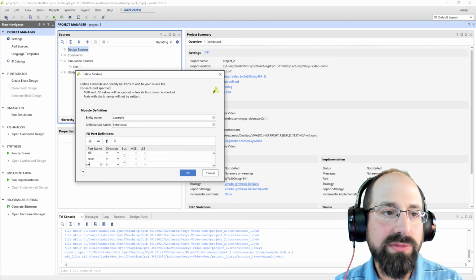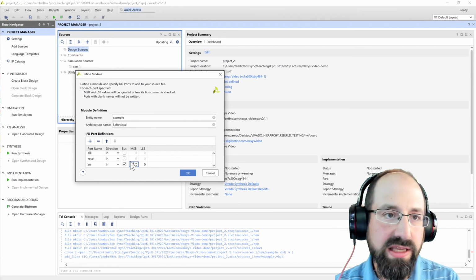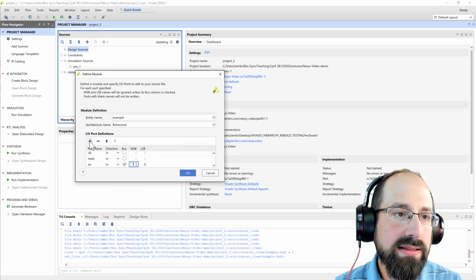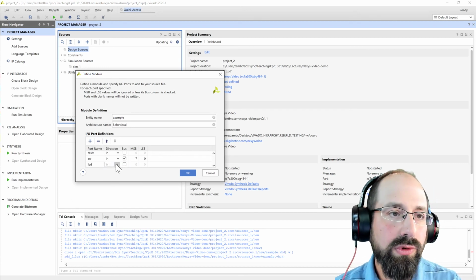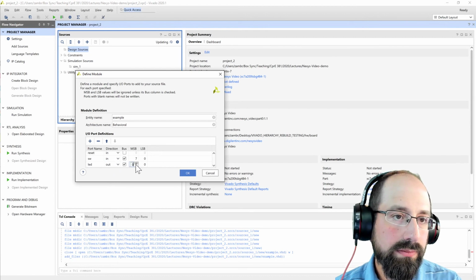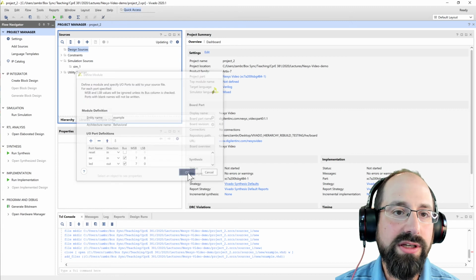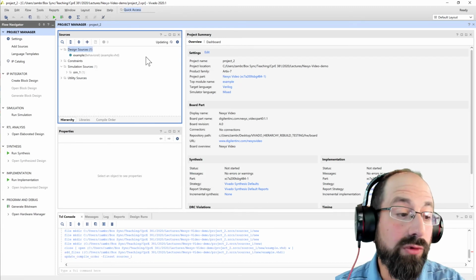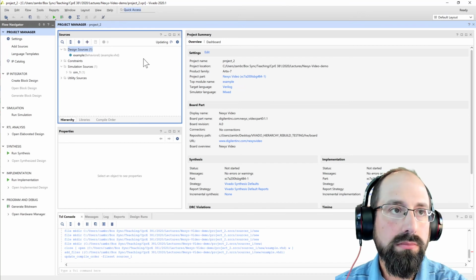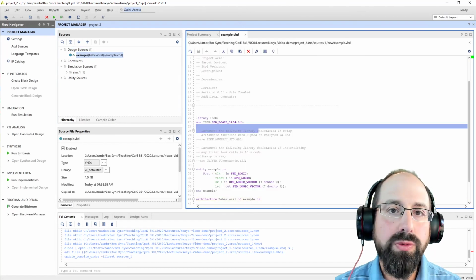So we have some switches, which would not just be a single switch, but would be a bus of 7 down to 0. Likewise, that would be an input. We would also then have some LEDs, which would be an output port of 7 down to 0. And when we select that, this should then generate a design for us, which we can open up.